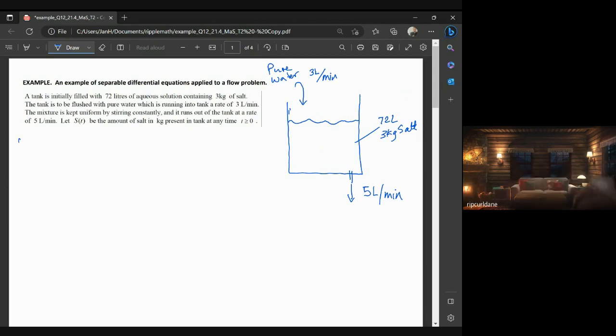Let C of t, some people call this volume, but I call it capacity because capacity is the amount of liters. This is the amount of liquid in liters at time t.